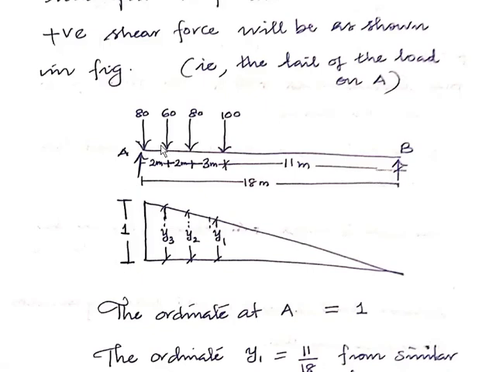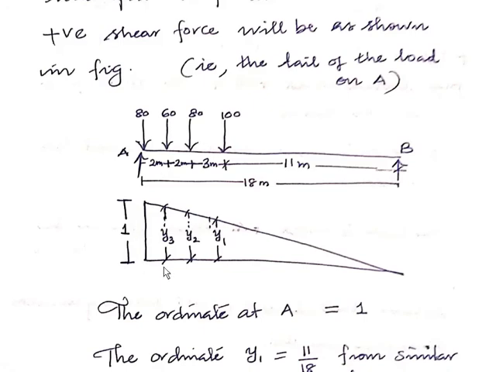Now we have to find out the ordinates under each load. I have named them Y3, Y2 and Y1 here, the ordinates under each load. Remember that the ordinate at A in the ILD for shear force is 1, because we are taking A itself as a section and Z is equal to 0 at A. So L minus Z by L is equal to 1. That is why the ordinate at A is 1.